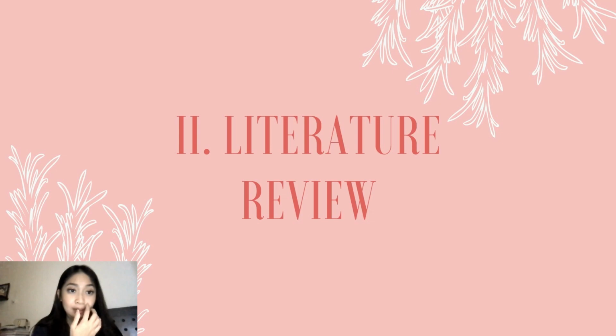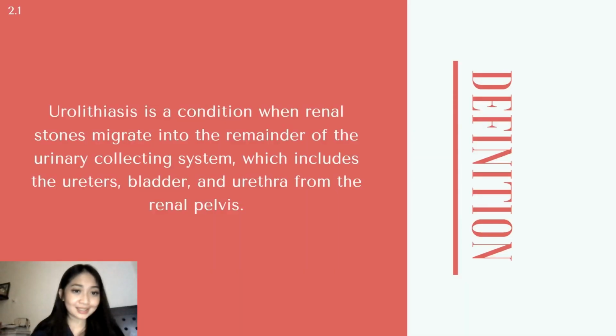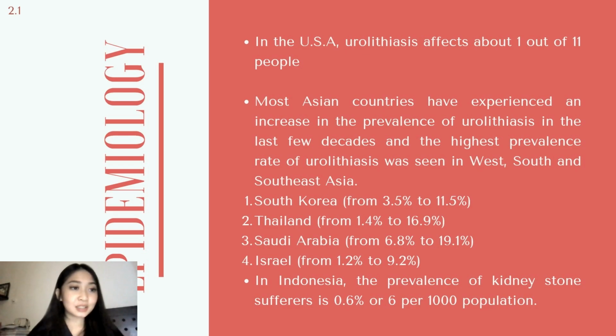Before we jump into the main topic, I'm here to briefly explain the definition and epidemiology of urolithiasis. By definition, urolithiasis is a condition when renal stones migrate into the remainder of the urinary collecting system, which includes the ureters, bladder, and urethra from the renal pelvis. This condition is actually preventable, and there are several studies of its epidemiology, where in the US, urolithiasis affects about 1 out of 11 people and is commonly seen in obese, overweight, and/or male patients.